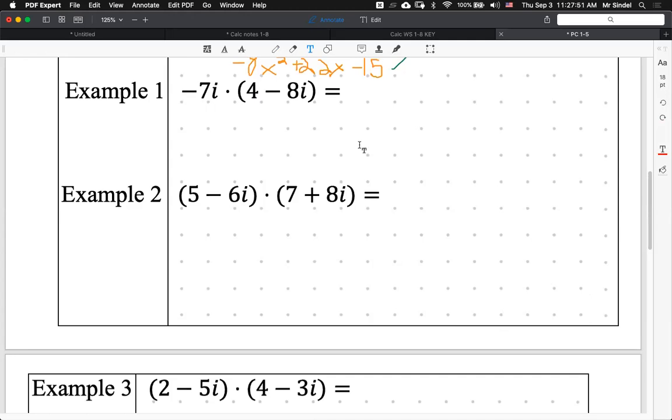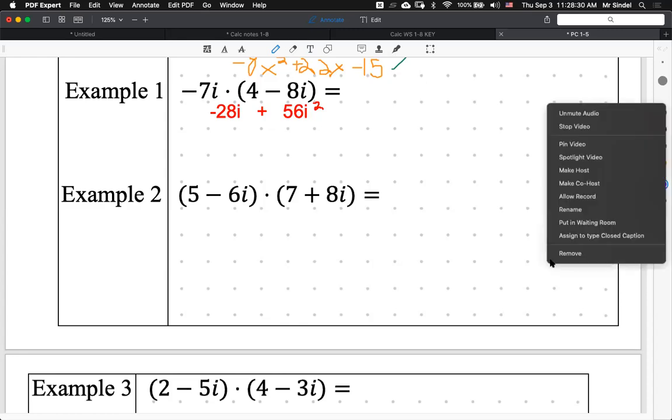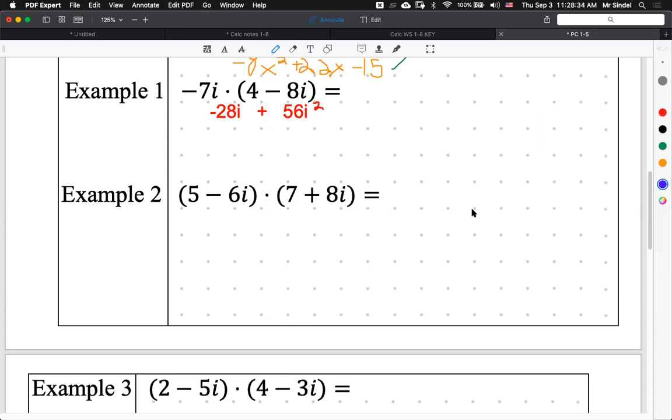So, negative 28i. Plus 56i squared. Perfect. 56i squared. And then, now, anyone aside from Caroline, what's the final step that I have to do? You guys got this. Come on. And Leo, can you share your camera, please? What is our next step?